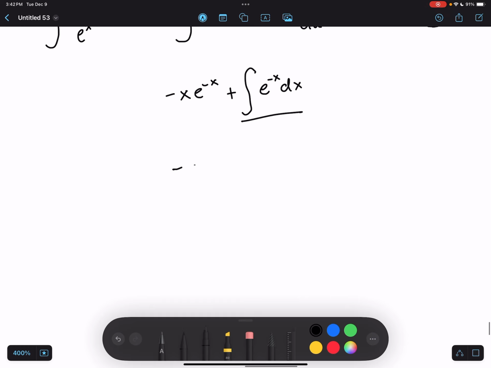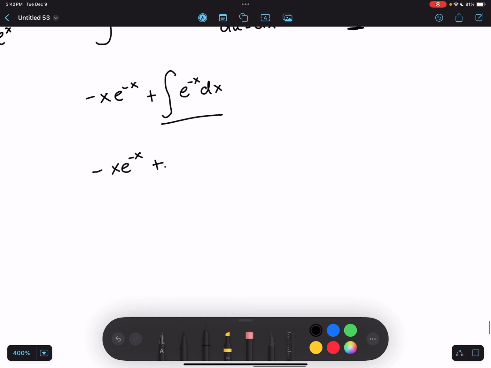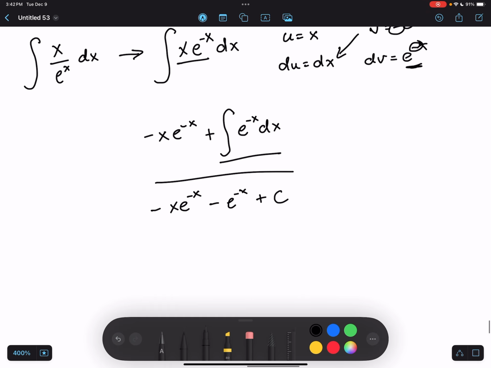We can say negative x e to the negative x plus, and again, the integral of e to the negative x is actually just negative e to the negative x. So we can get rid of this plus and write it as negative e to the negative x. And because we're dealing with an indefinite integral here, we must add a constant at the end. And this is the solution to our integral.